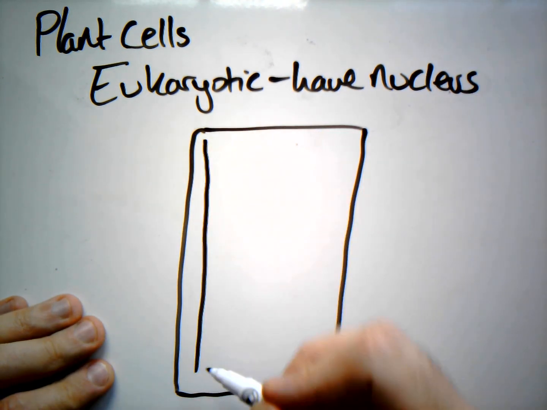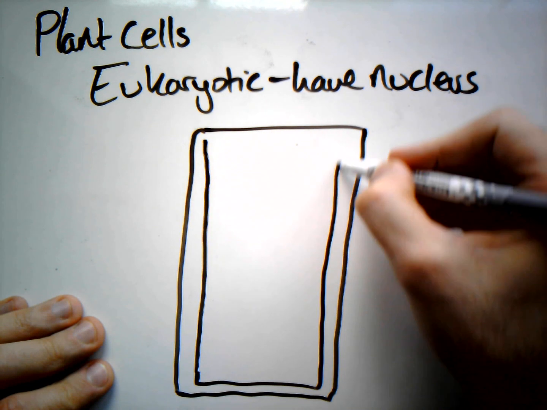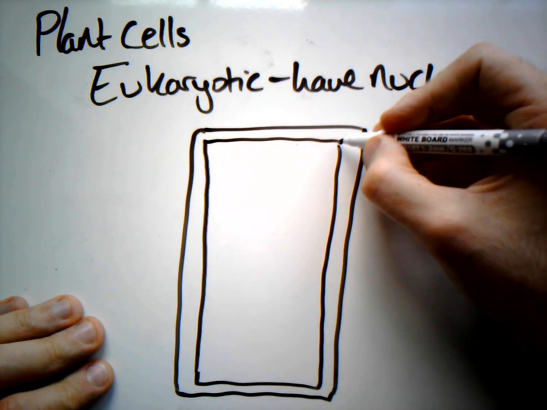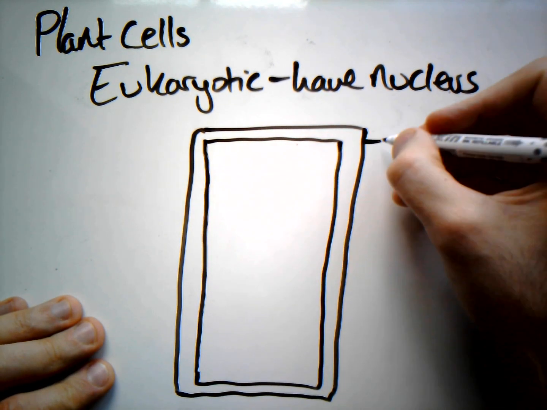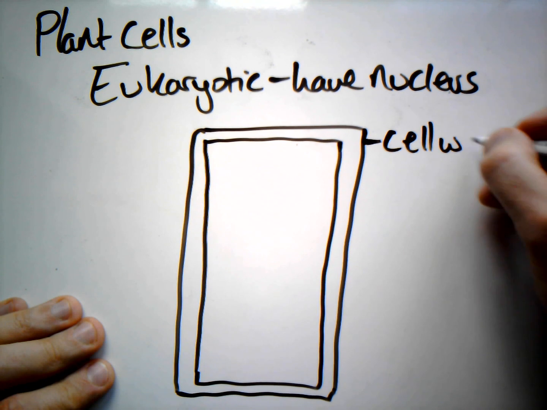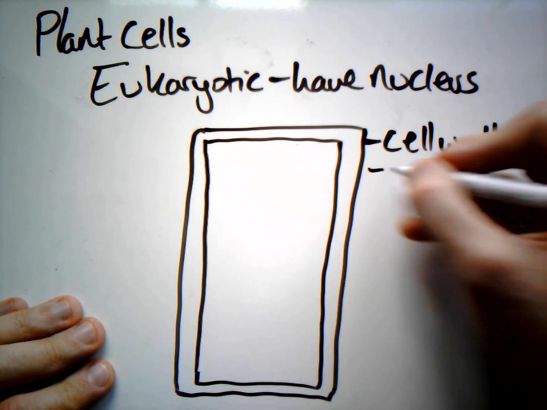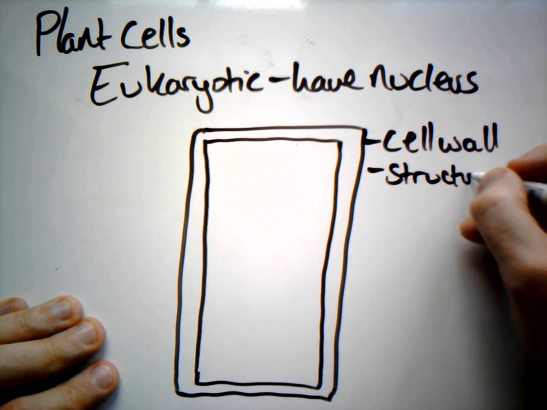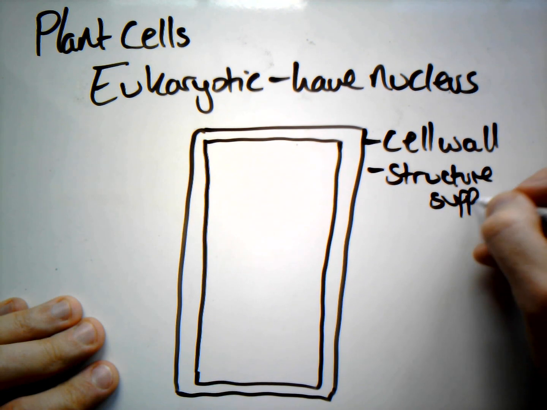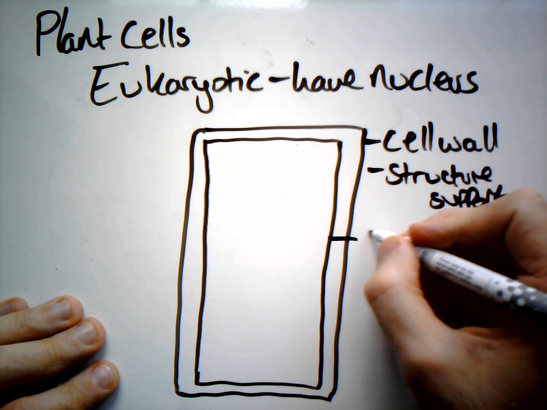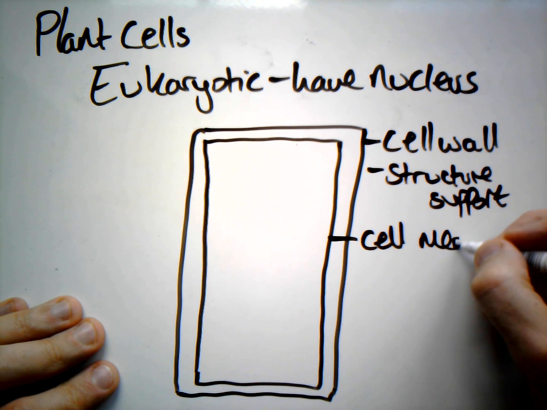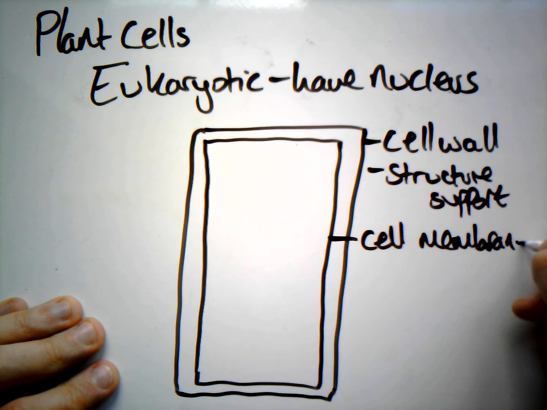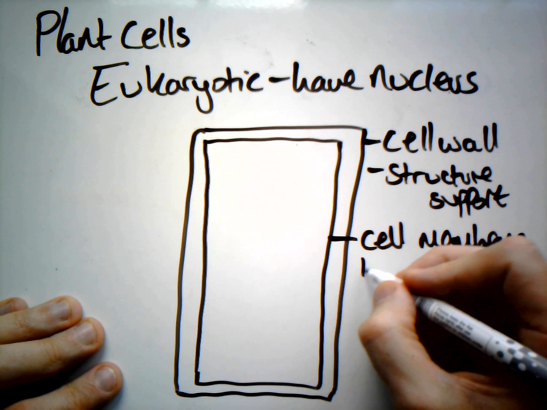We have two sort of boxes within each other. That's because there's two key features surrounding our plant cell. The first one is our cell wall. Our cell wall is the outer layer and it controls the structural support of the plant cell. Within that we have our cell membrane. And this just simply controls what enters or leaves the cell.